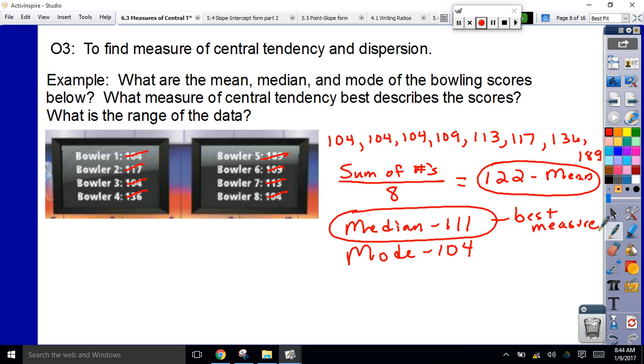Okay, then what is the range of the data altogether? Rosa? 85. Yes, range is 85. So if we take our highest score, 189, we subtract 104, we have a range of 85. If we got rid of this top score, if this person had not been bowling with us, we would have a much smaller range of only 32.